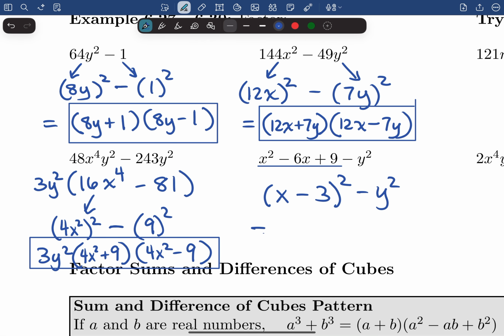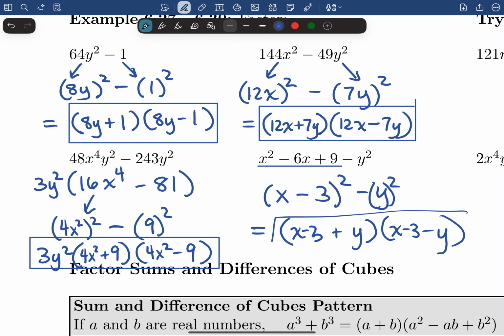And so I can use my factoring pattern where I would use, well, the first thing that's squared, x minus 3. So that goes at the beginning. And then I put y, right? The second thing that's squared is y. And then I put a plus between and a minus. And I'm now done. I have factored.